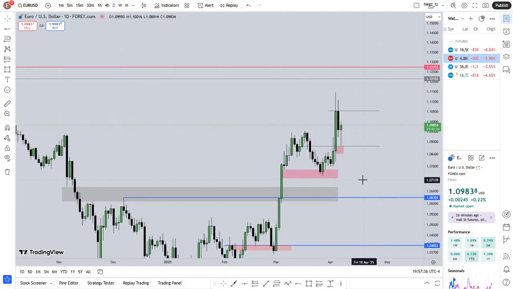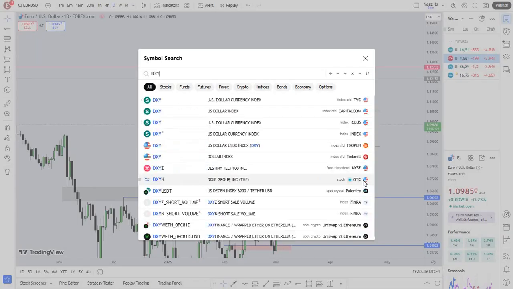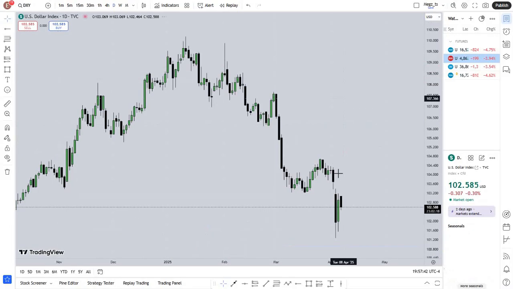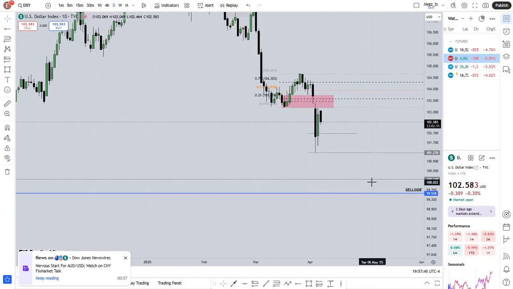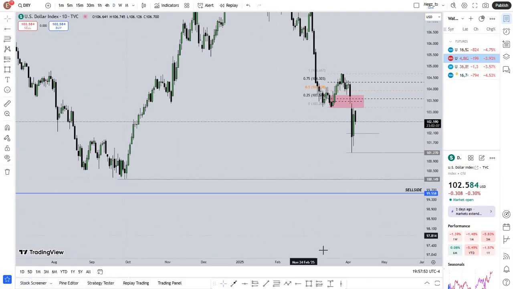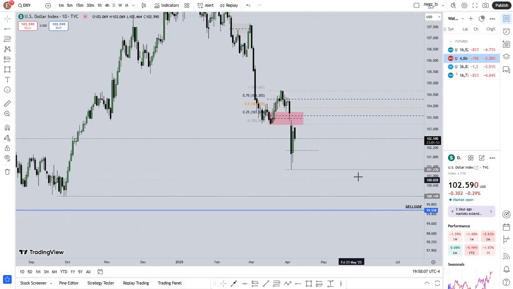So for the dollar index, let me go back to the dollar index so I can call those price levels. For the dollar index, I'm looking at 101.270 as the first draw on liquidity. Then I'm looking at this low, which is 100.149, as the second draw on liquidity, and 99.558 as the third draw on liquidity. So these are the levels I'll be watching out for while framing this trade. Those are the levels I'm watching on the dollar index.